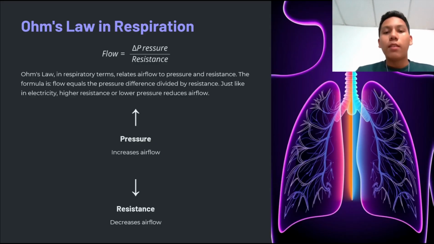We'll continue with Ohm's law in respiration, which tells us that flow equals pressure divided by resistance. Ohm's law in respiratory terms relates airflow to pressure and resistance. The formula is flow equals pressure difference divided by resistance. Just like in electricity, higher resistance or lower pressure reduces airflow.